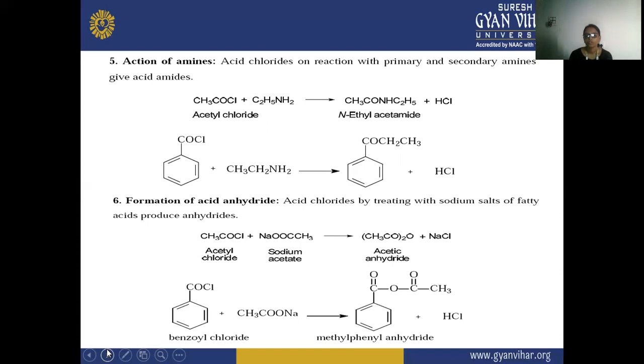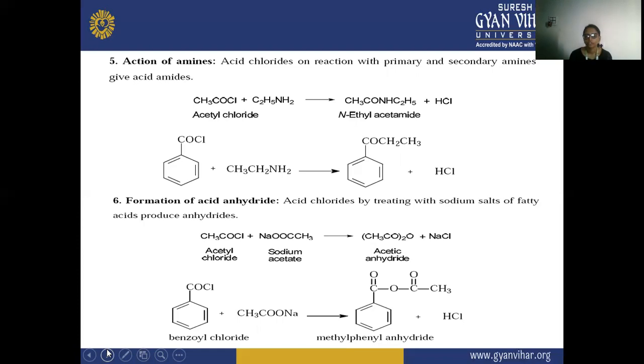So in the formation of acid anhydride, the acid chloride, by treating with sodium salt of fatty acid, produces anhydride. So here acetyl chloride is reacting with the sodium acetate, and there is a formation of acetic anhydride plus NaCl. When benzoyl chloride is reacting with the sodium salt of acetic acid, that is the sodium acetate, there is a formation of methyl phenyl anhydride, plus NaCl.